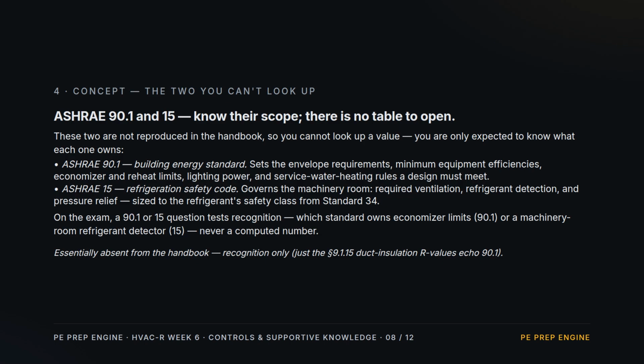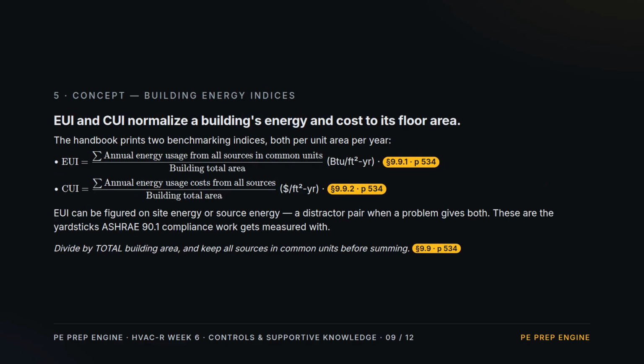1 more printed pair: the building energy indices. EUI is the annual energy usage from all sources in common units divided by the building's total area. CUI is the same idea in dollars, annual energy cost over total area. EUI can be figured on site energy or source energy, and that distinction is a ready-made distractor. These are the yardsticks 90.1 compliance is measured with.